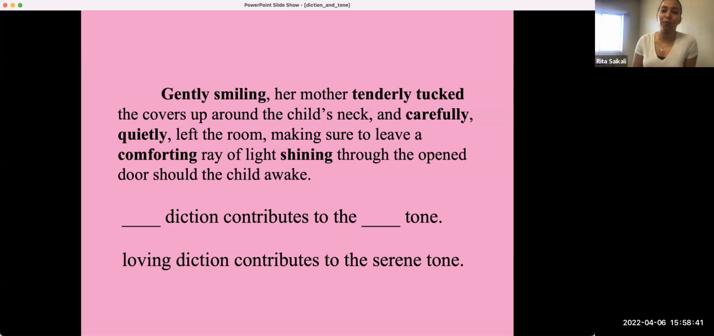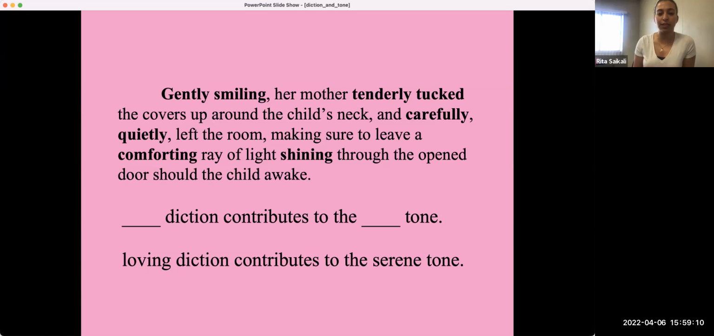Gently smiling, her mother tenderly tucked the covers up around the child's neck and carefully, quietly left the room, making sure to leave a comforting ray of light shining through the open door should the child wake. Yeah, caring, right? And you can tell also that the way I'm reading them changes, right? That's part of tone, right?